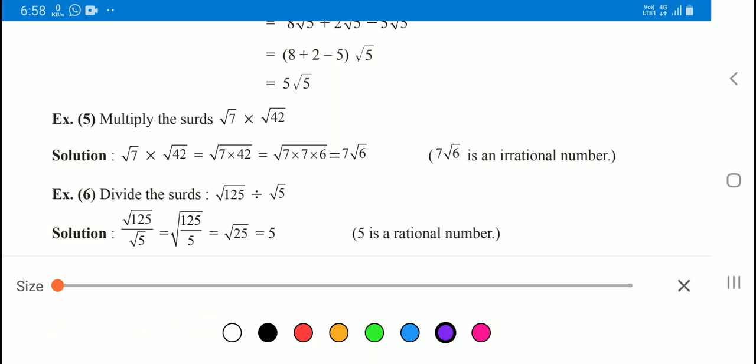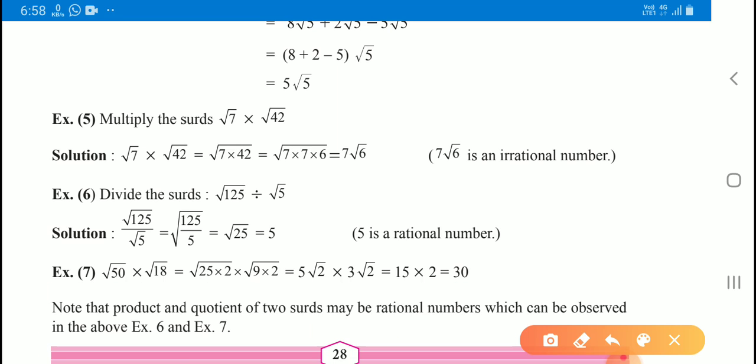Look here, in your book they have given the example, that is root 7 into root 42. If you multiply this, what will you get? We will see here. 7 2s are 14. Like this also you can multiply it. 1 carries, 7 4s are 28 plus 1. Otherwise, again you have to factorize this. Means how? Here what will come here?